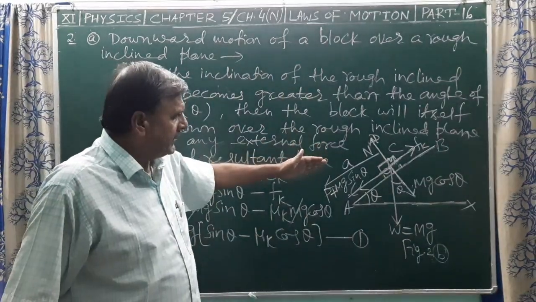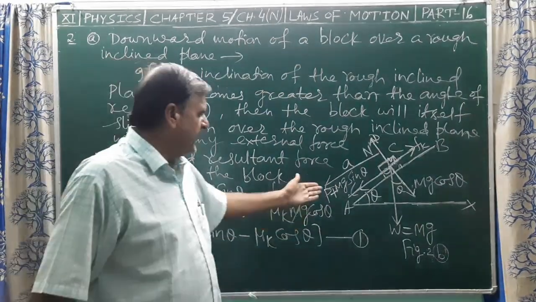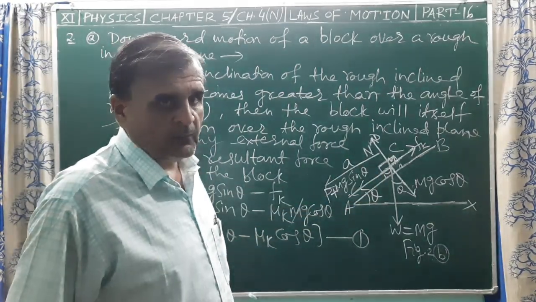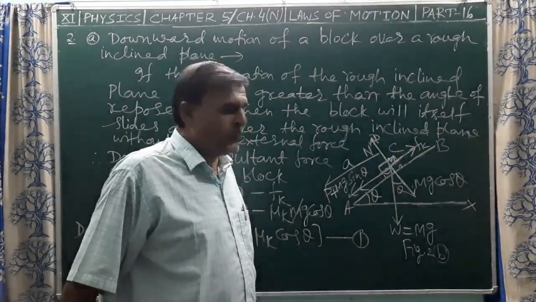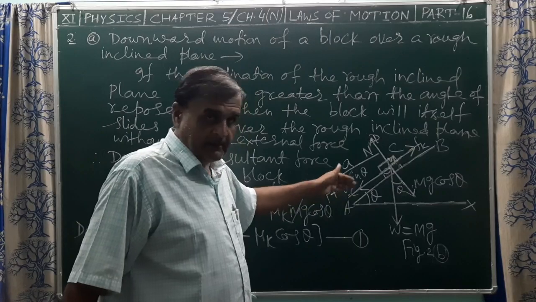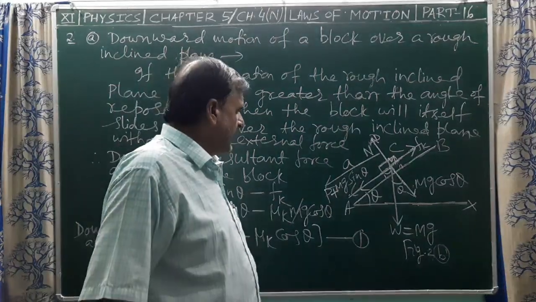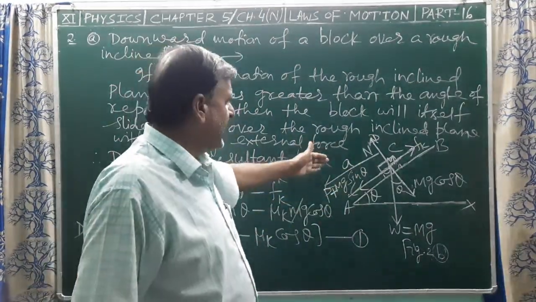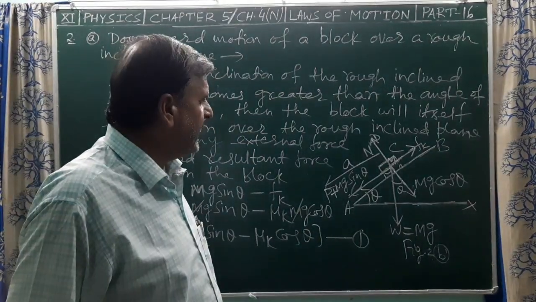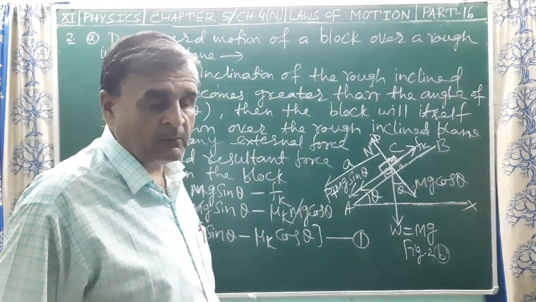If the inclination of the rough inclined plane AB is smaller than the angle of repose, then some external force, say P, is needed to move the block downward along the incline. So two forces are now acting downward along the incline. One force is P, the external force, and another force is mg sin theta, which was acting earlier when no force was acting on the block. And both forces, P plus mg sin theta, will be greater than Fk. Therefore, the resultant force in this case is P plus mg sin theta minus Fk, and Fk is mu k into N, where N is equal to mg cos theta.